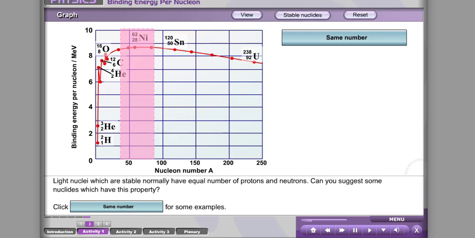Light nuclei which are stable normally have equal number of protons and neutrons. Can you suggest some nuclides which have this property? Click the Same Number button for some examples.